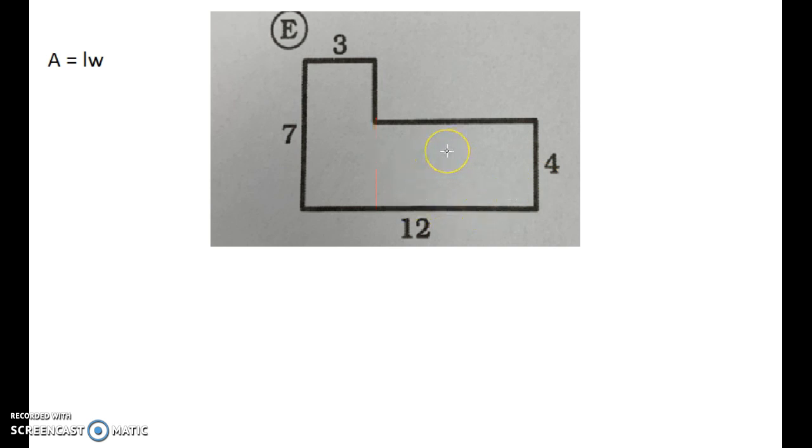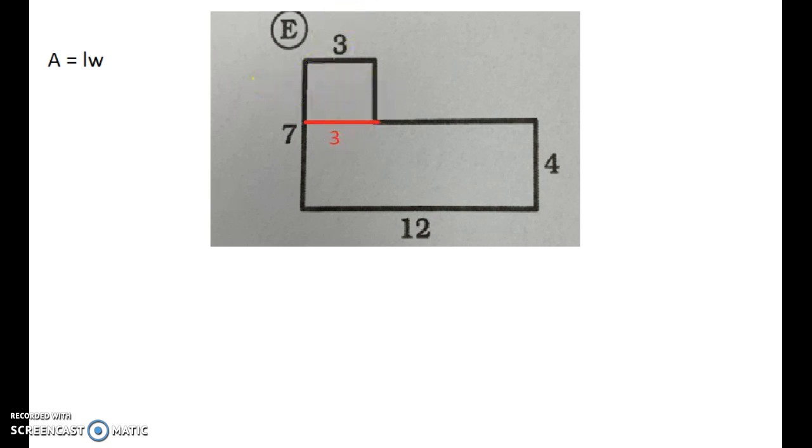So I'm just going to show you guys what we got to do, and I'll show you both ways actually. So let's say I split it this way. All right, so now I know that this side is three, right? Which means that this side down here is also three, right? Because we know that it's going to be the same shape.